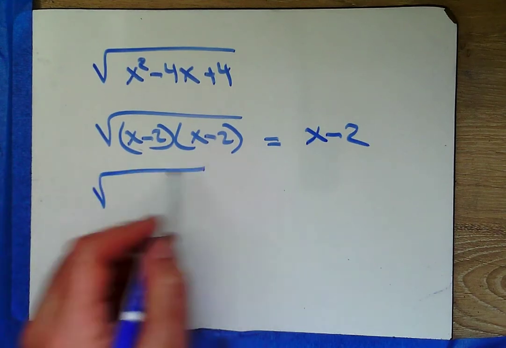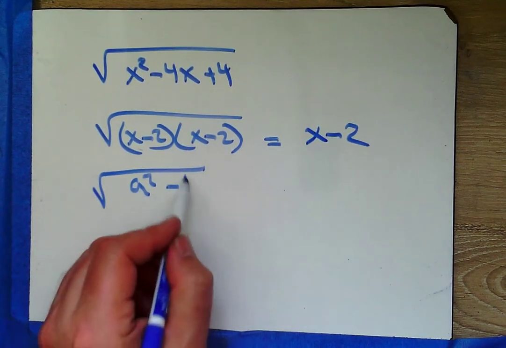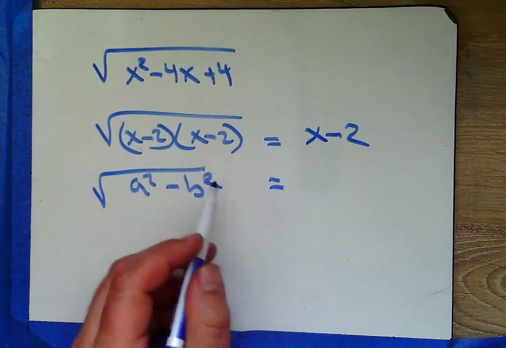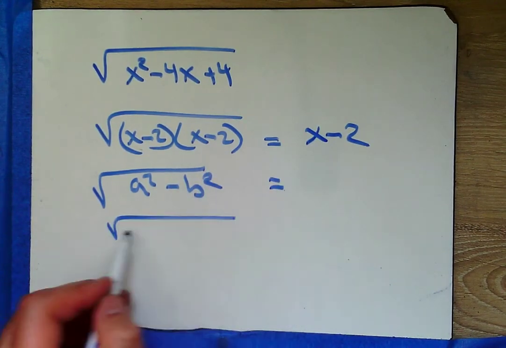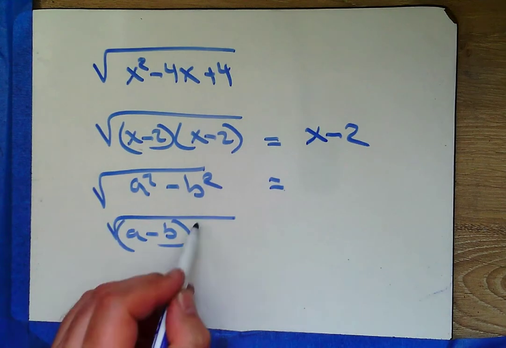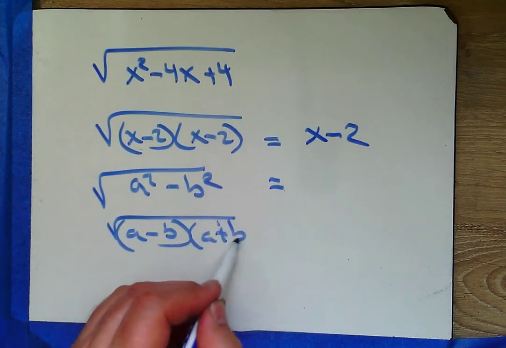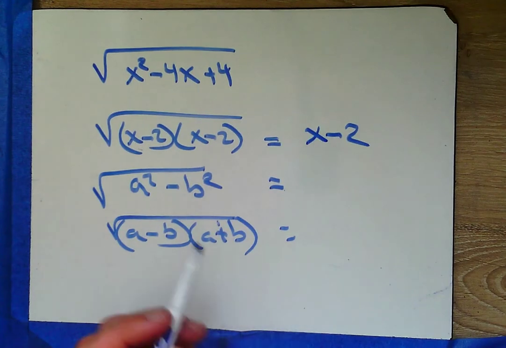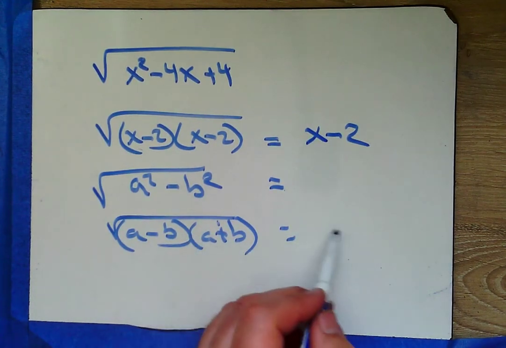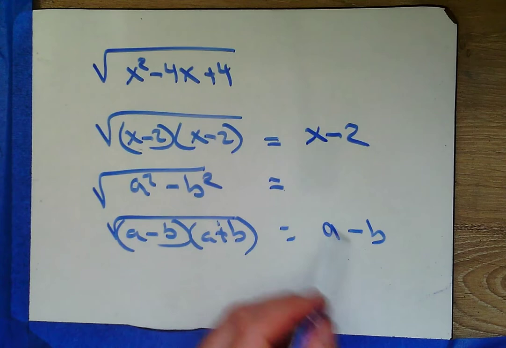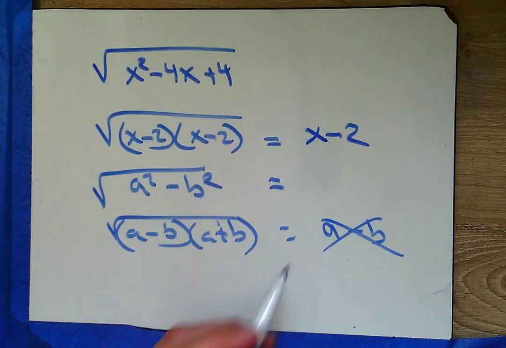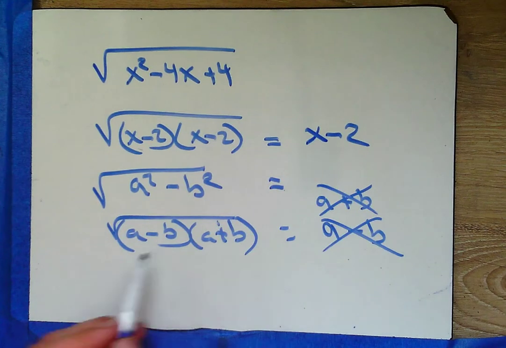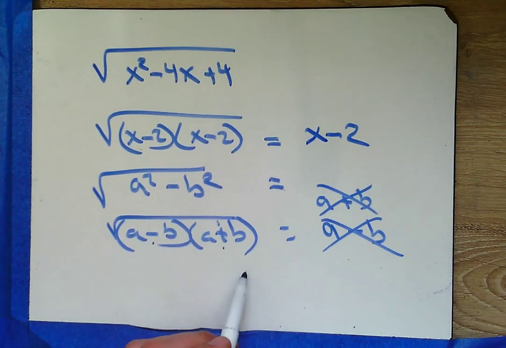What about square root of a squared minus b squared? We know that factors. It's a minus b, a plus b. Can we do anything with that? Well, a lot of students want to tell me that the answer here is a minus b, and it isn't. And some students want to say it's a plus b, but it isn't. This is different than that.